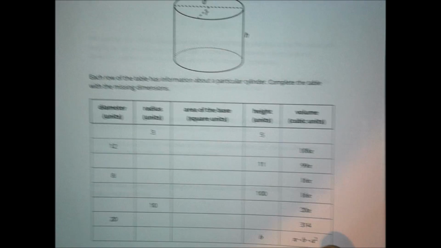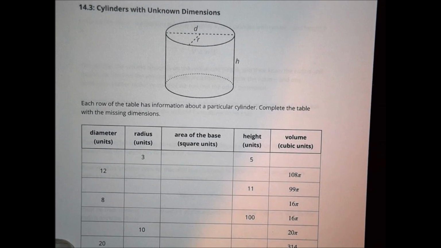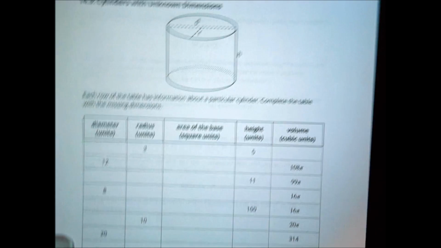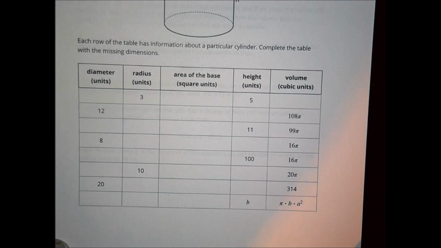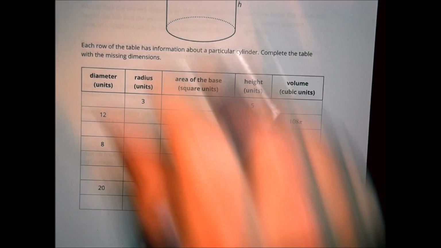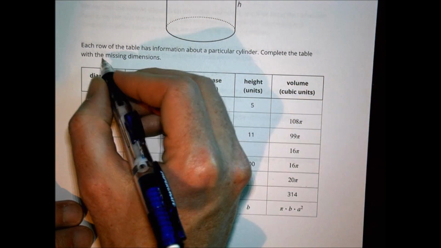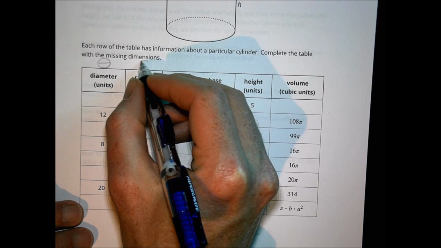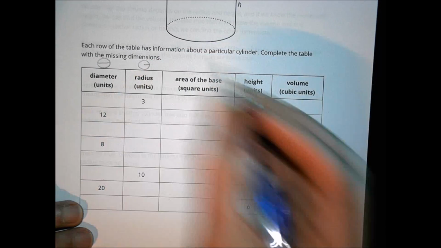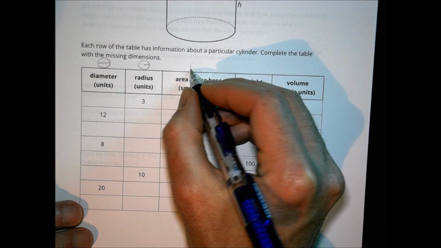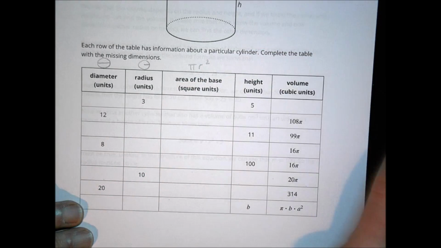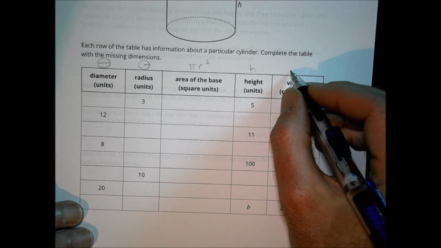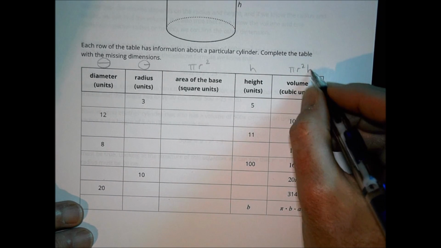For activity 3, it's called cylinders with unknown dimensions. And so we have a cylinder here, and we have a diameter, we have a radius, we have height. And then we're going to take the information that we use in the table and fill in for the missing pieces that we're not provided with. All right, so we know that our diameter is, again, the distance all the way across that circle. The radius is going to be half of the diameter. The area of the base is pi r squared. The height is just our height. And the volume is what happens when you put all that together, right? That's going to be pi r squared times the height there.